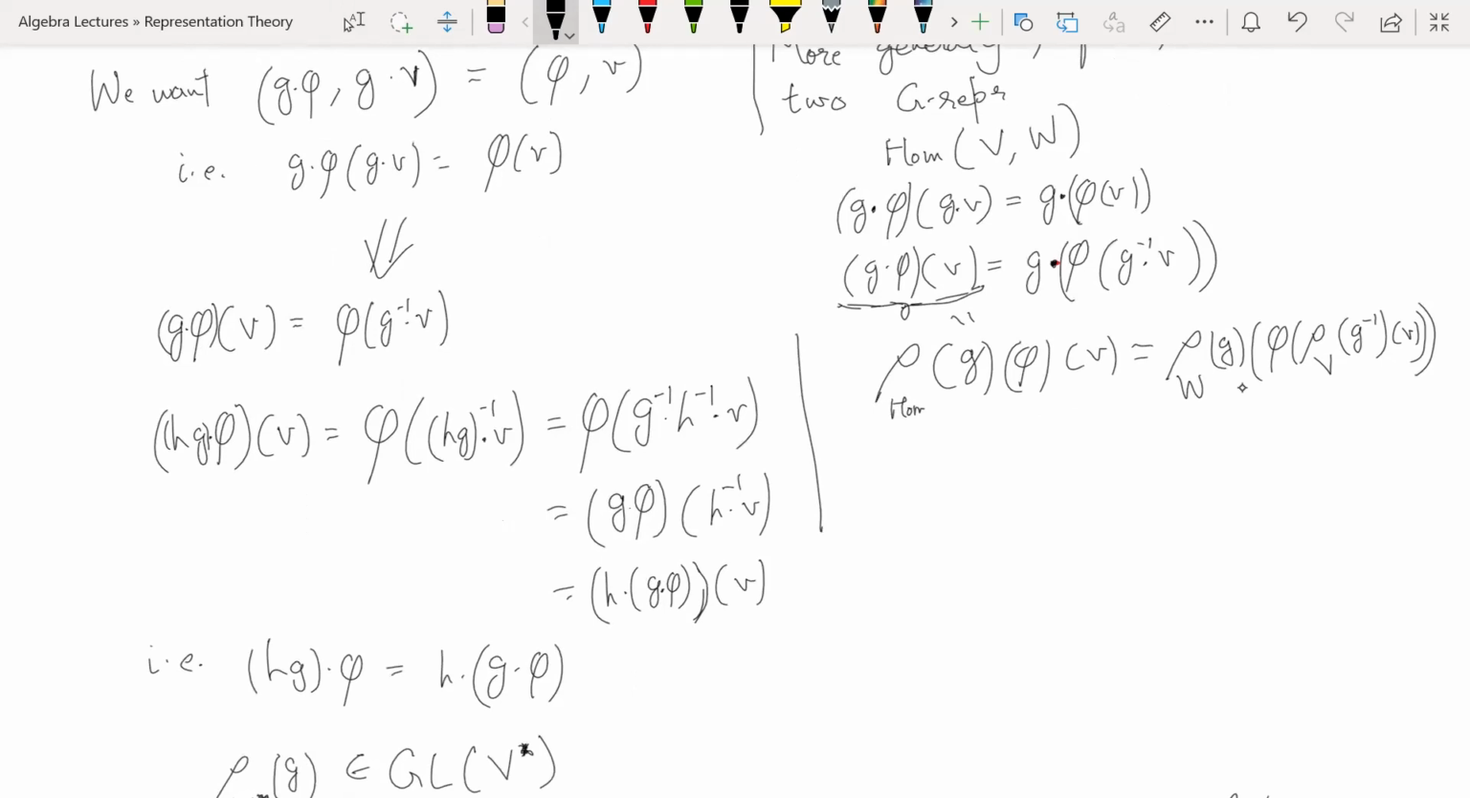Is this okay? Hence it is an action. So this formula determines an action of G on V dual. Any questions so far?